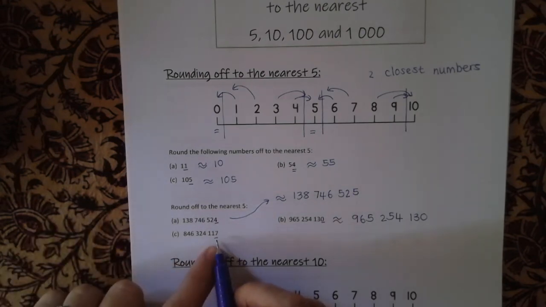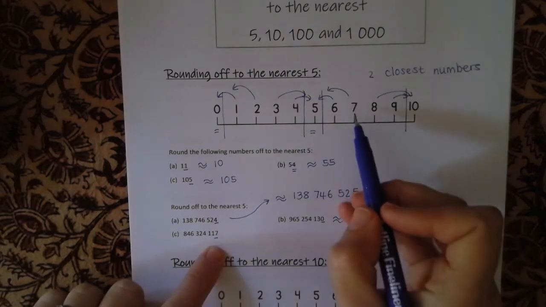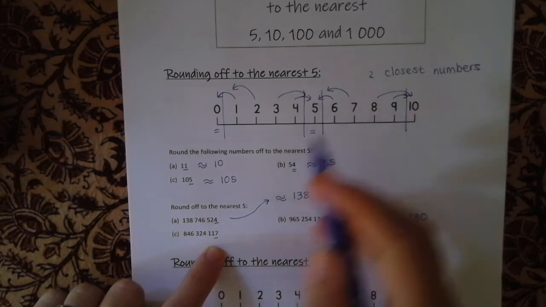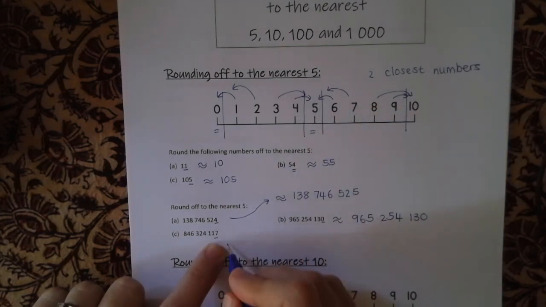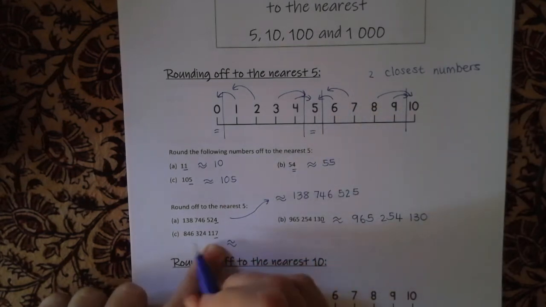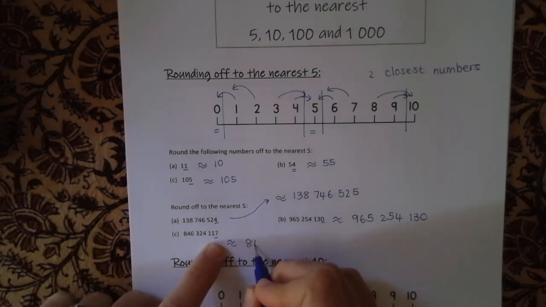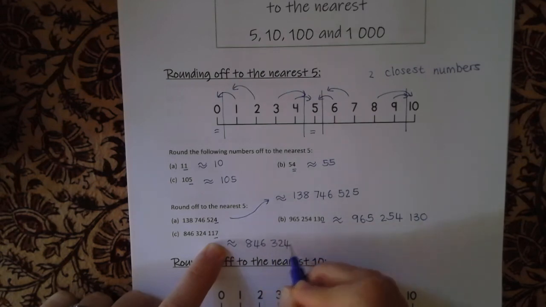Okay, and then here we have 846,324,117. The number ends on a 7. So then 7 is one of the two numbers closest to 5 on this side. So your number will end on a 5 now when you round it off to the nearest 5. So you rewrite the whole number and end with a 5. 846,324,115.